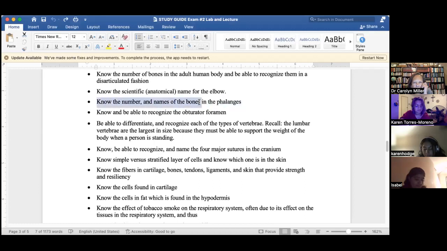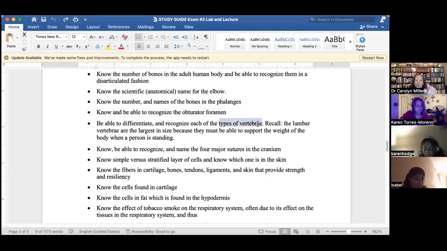So here, the number and the name of the bones in the phalanges. No one is able to recognize the obturator foramen. I have a photo for you. I'll show you in a minute. It's the largest foramen in the body. It's in the pelvis. Be able to differentiate and recognize each type of vertebrae.